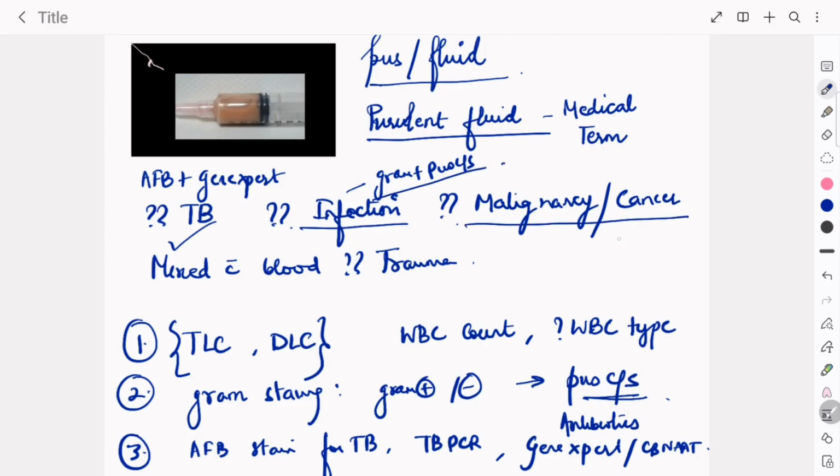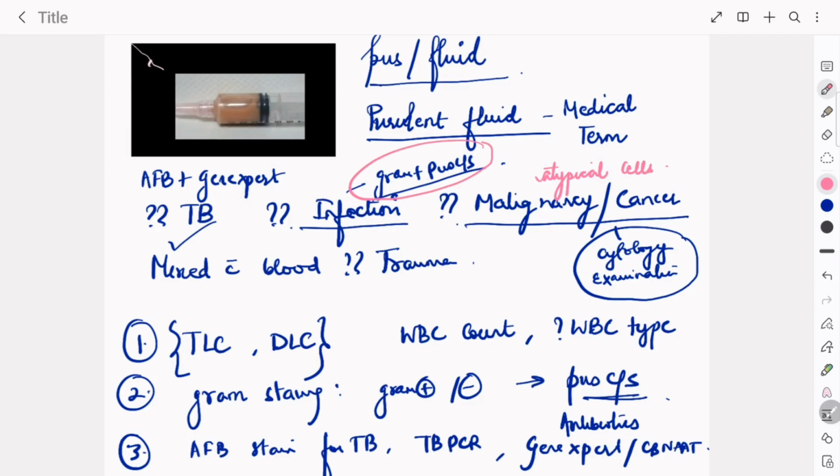Now for malignancy, go for cytology examination. In cytology, we can detect if there are atypical cells, so look for atypical cells microscopically. Infection, pus culture and gram stain, AFB plus gene expert for TB. TLC, DLC in all the cases, and these are the tests. So this is how we go for investigations when we receive pus or purulent fluid.